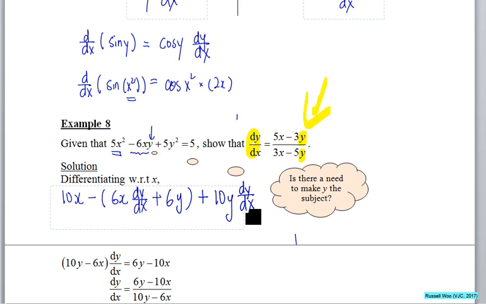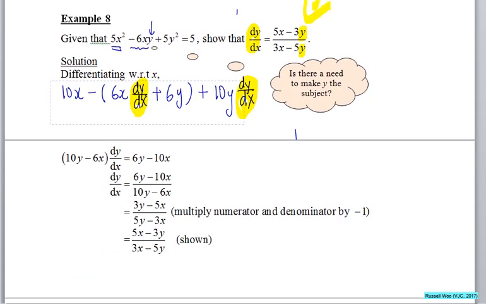Now from here to here to here, all we need, because you need to make dy dx the subject, is a bit of manipulation. Okay, bring this across, and so on. Then you get the answer. That's not the focus of this question. The focus of the question is in the first line that you just copied. Do you all follow?